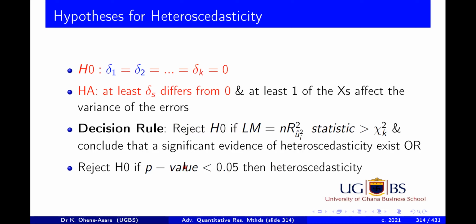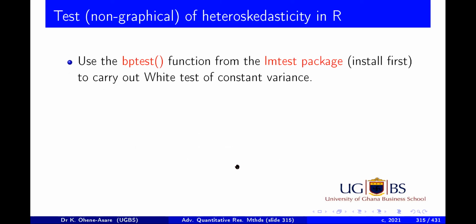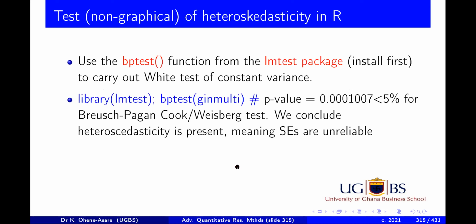So this means that you are always praying that the p-value is what? Is more than 5%. So that if the p-value is more than 5%, then you can say the residuals are homoscedastic. And if they are homoscedastic, you are good to fly. Okay. Now, let's pick on one of these tests.